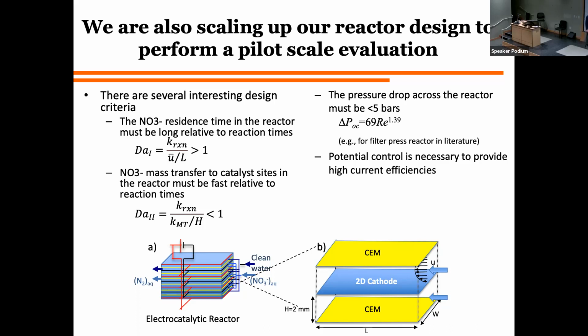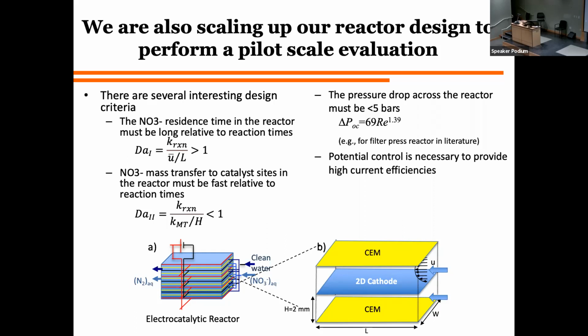And so we want that to be greater than 1. And then we also want mass transfer to be fast relative to the reaction time in our reactor, so you could look at another Damköhler number there and make sure that's less than 1. We want the pressure drop in our reactor to be less than 5 bars, because otherwise you have to use high pressure equipment. And there are different correlations for different types of rectangular channels flowing through these systems.